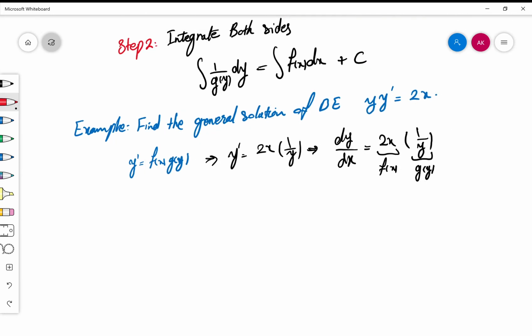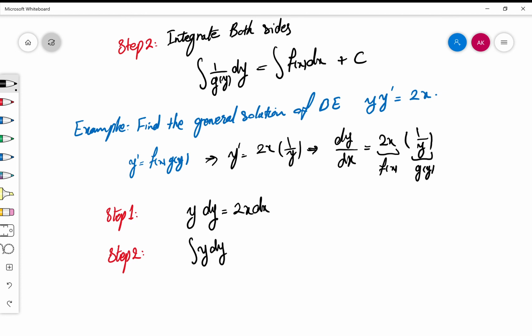Now, step 1, bring all y terms to one side. So I will have y times dy. Take all x terms to the right hand side. So this is that. Step 2, integrate both sides. So it will be the integral of y dy equals the integral of 2x dx.